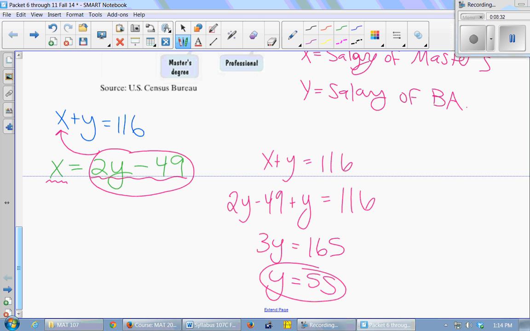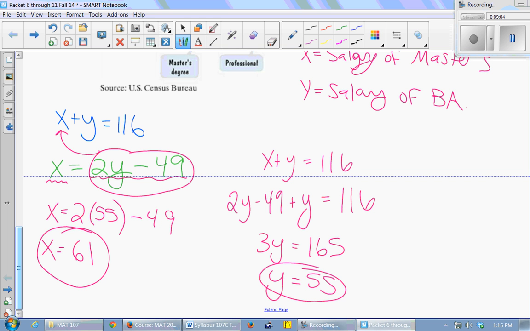Yeah. So x, which is the average salary of someone with a master's, is 2 times the bachelor's salary minus 49. Now that we know y, you can put it into this equation and you get x is 110 minus 49, which is 61. 61,000 average salary for a master's degree, 55,000 average salary for a bachelor's degree.